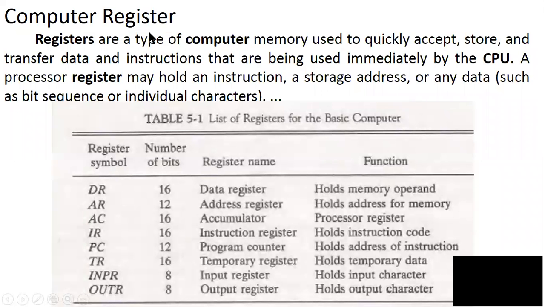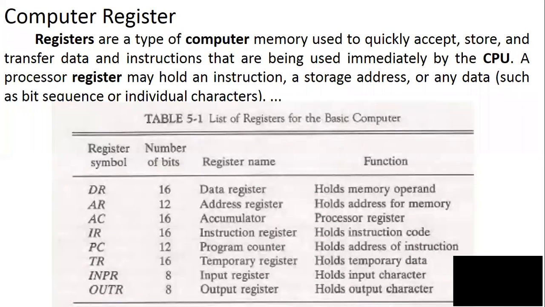Coming to the computer registers, there are 1, 2, 3, 4, 5, 6, 7, 8 registers in any processor. It may differ from processor to processor. Registers are a type of computer memory used to quickly accept, store, and transfer data and instructions that are being used immediately by the CPU. Hence, the processor is very fast.